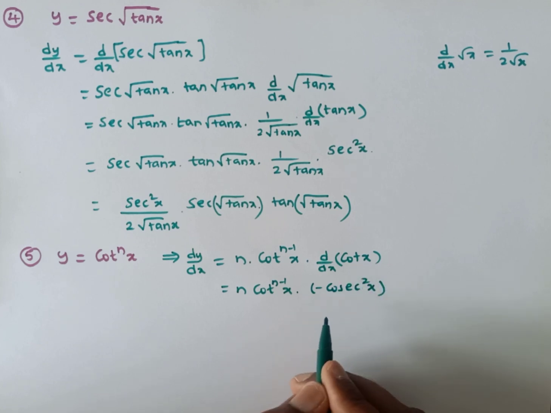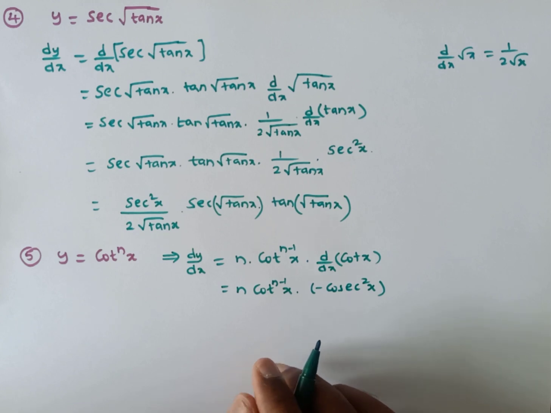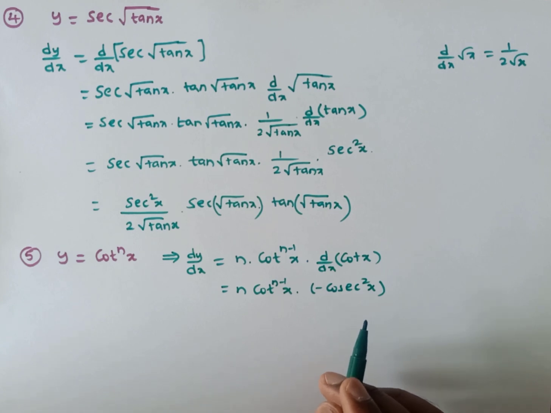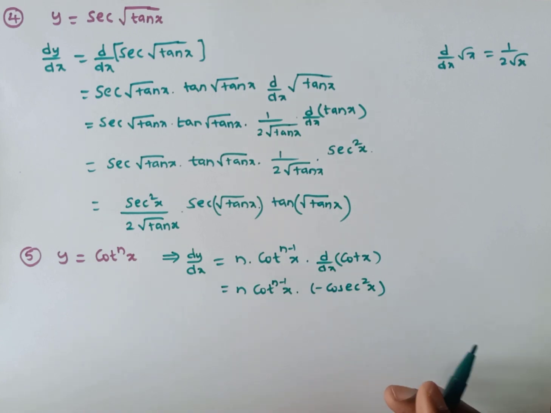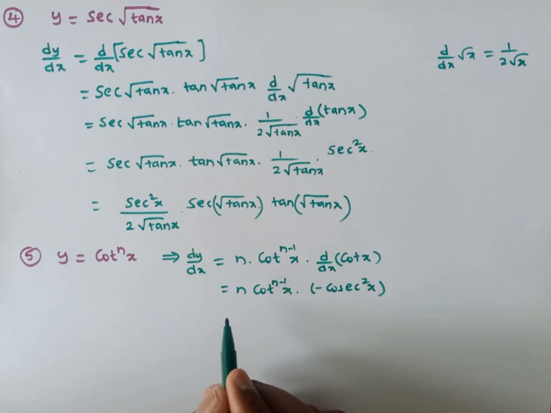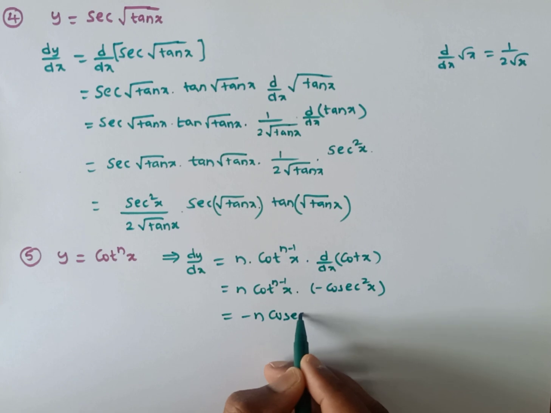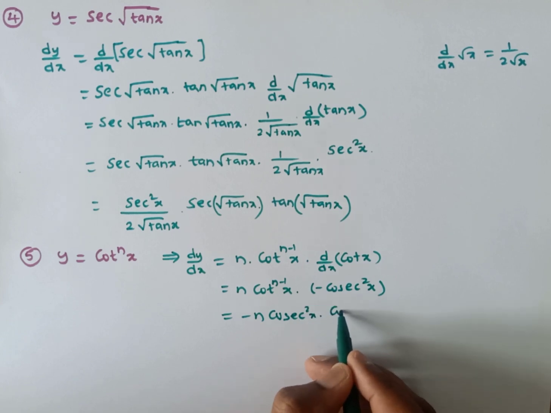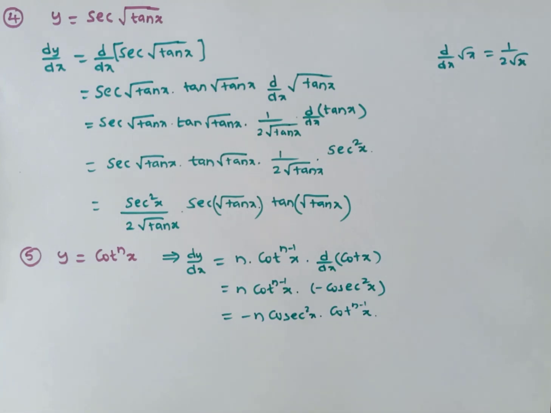To apply derivatives, first you must know the rules: the rules of differentiation, the properties of differentiation, and the derivatives of all trigonometric ratios. Then only, these things are very easy. Now, finally this is minus n into cosecant square x into cot to the power of n minus 1 x. So this is the derivative of this.